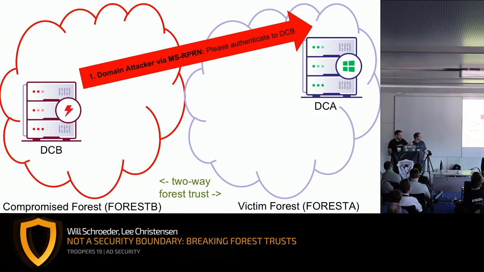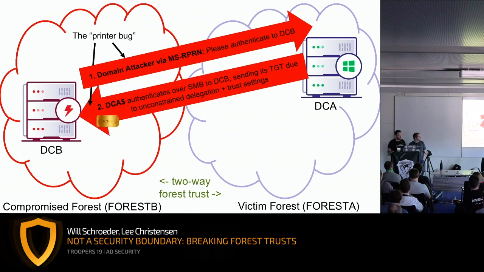So from here, I'm going to say, hey, domain controller A, please authenticate to domain controller B. And I can do this with the RPC printer bug. And when this happens, DCA is going to authenticate back to DCB with its machine account. So I'm going to get that DCA$ account authenticating over SMB to domain controller B. And it'll send its ticket granting ticket because of unconstrained delegation and those default trust settings that allow delegated tickets to flow across forest boundaries.